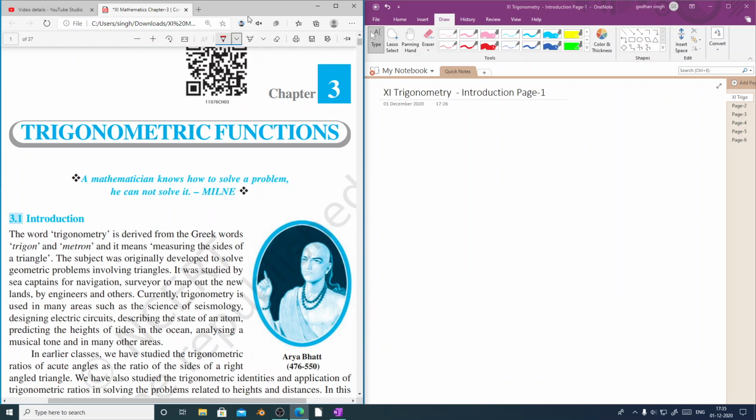Class 11th Chapter 3 Trigonometric Functions. The word trigonometry is derived from the Greek words trigon and metron. It means measuring the sides of a triangle.